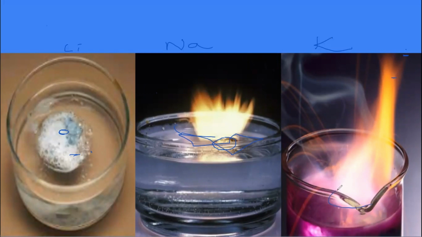Same small mass of potassium, if you put it on the surface of the water, it catches instantly, it catches fire and starts burning with a lilac color flame. It means lithium is comparatively less reactive than sodium, and sodium is comparatively less reactive than potassium. We can understand by seeing the observation.